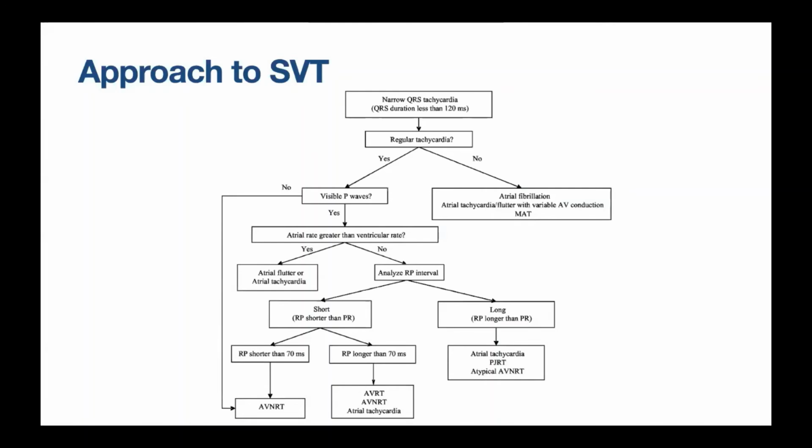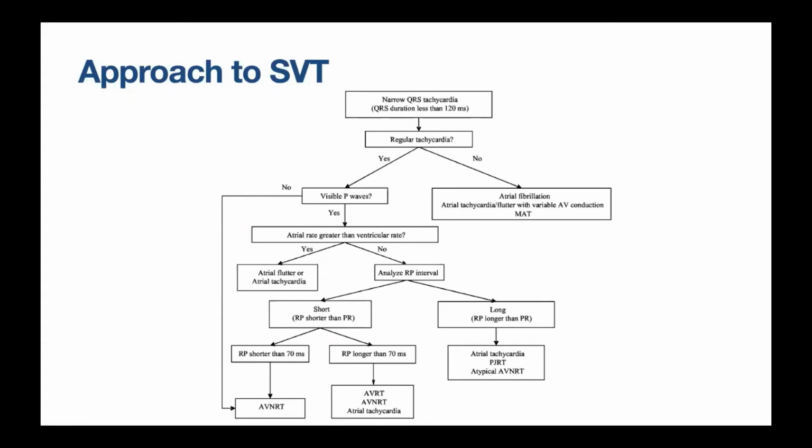So this is another scheme again to build up your approach. If you said this is narrow complex tachycardia, is it regular or not? If it's not regular, you will be thinking about atrial fibrillation, atrial tachycardia, or flutter with variable block. If it's regular, try to localize the P wave. If there is no P wave, you will be thinking of AVNRT.